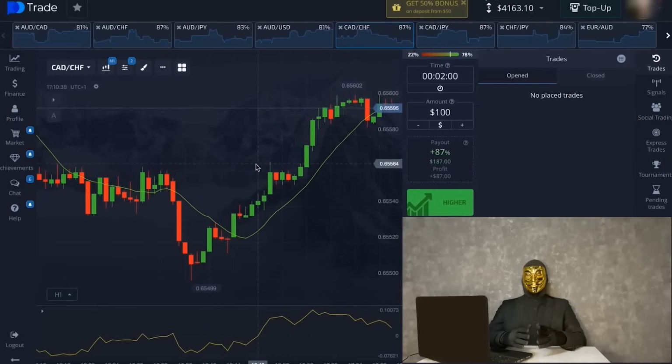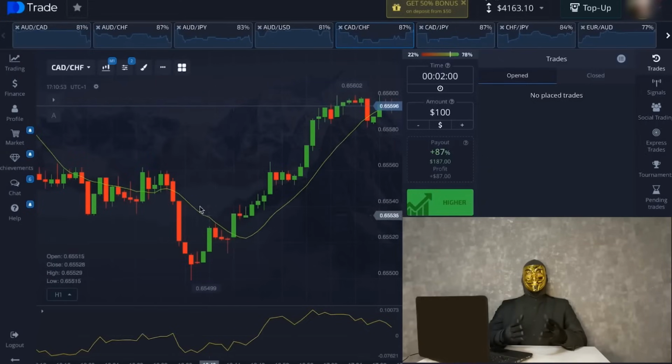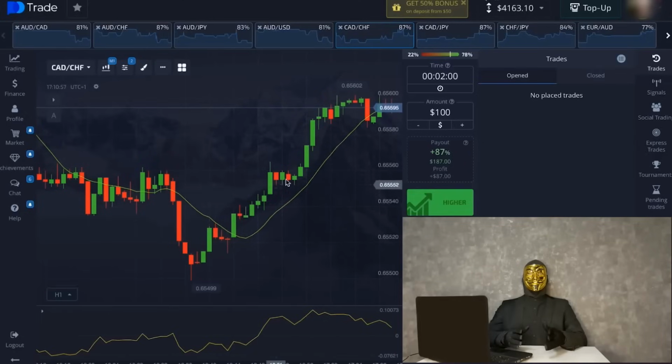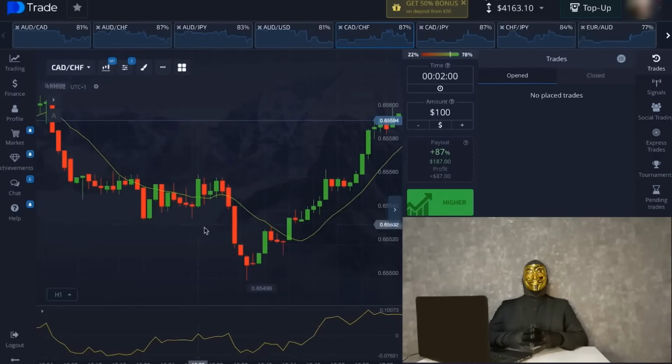So, the first thing we should pay attention to is the trend. The moving average indicator can help us with the trend. If the price is higher than the moving average indicator, then the trend is upward. If the price is lower than the moving average indicator, then the trend is downward. So, we see that the trend is downward.